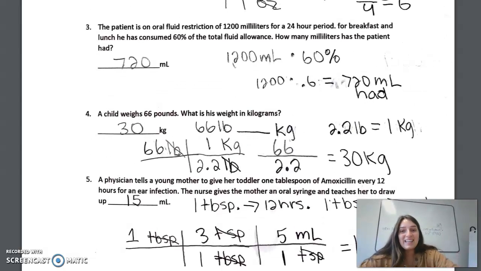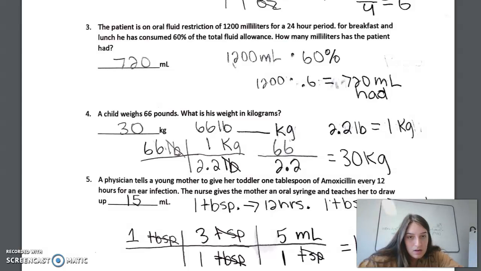Number 3, the patient is on oral fluid restriction of 1,200 milliliters for a 24-hour period. For breakfast and lunch, he has consumed 60% of the total fluid allowance. How many milliliters has the patient had?